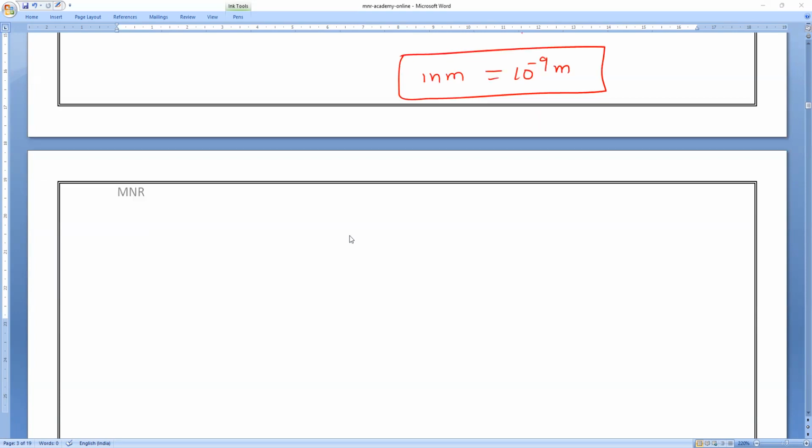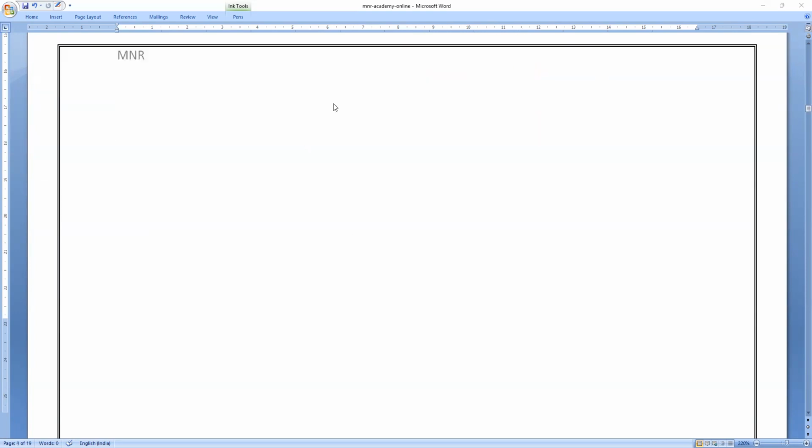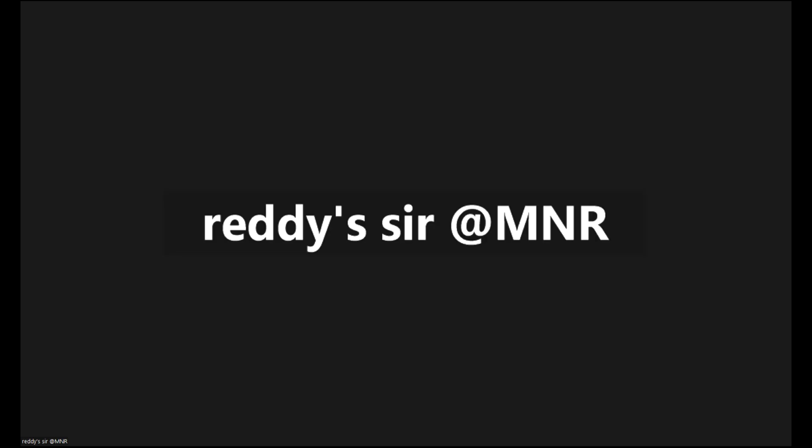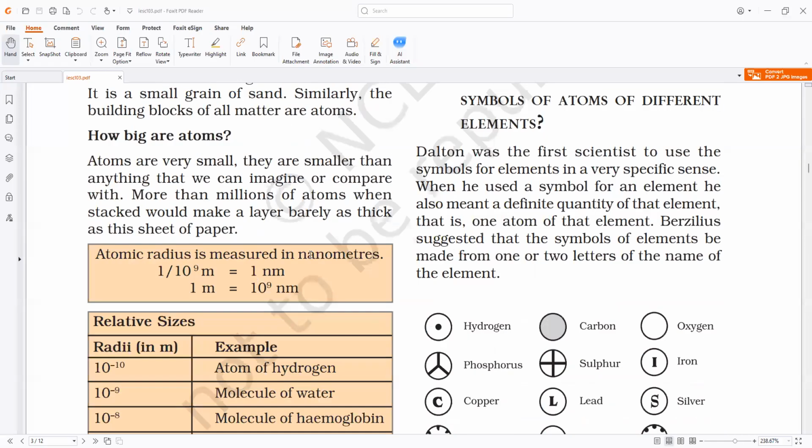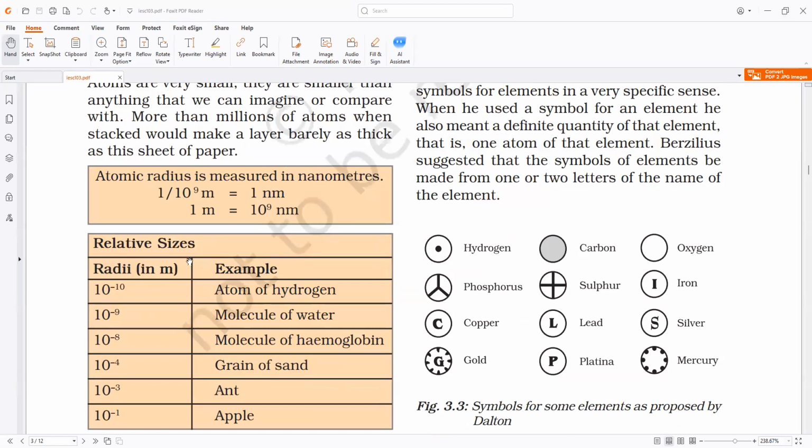So now, if you take your book also, they have given that. This also you can learn, because you cannot say they have not given. So they have given here the relative sizes and examples. If I take hydrogen, what is the atomic radius in meters? Check it. What is the size of one atom of hydrogen? Have you checked it, all of you? What is the size of a hydrogen atom?